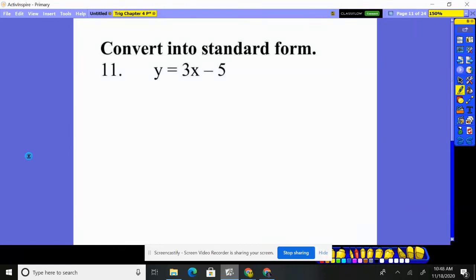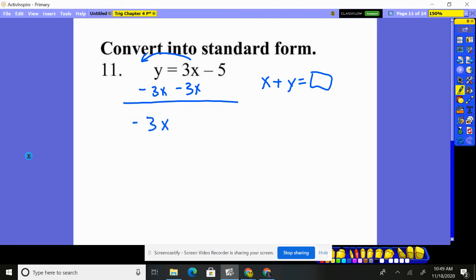Number 11, convert to standard form. Standard form is just your x, then your y equals your number. Okay? So basically, we need to move x over. The way we move pieces is we subtract them or add them. So it comes over here, negative 3x plus y equals negative 5.